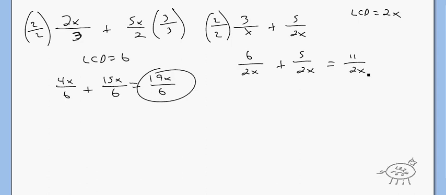Sometimes people look at this and say, wait a second, can't I just reduce that? Well, yeah, but if you reduce it you're going to get 3 over x, and then you have to start all over again and multiply it by 2. So what you're doing is kind of unreducing it. I know that's not necessarily a good word, but you're unreducing the fraction to give you a common denominator. So that's your answer, 11 over 2x.